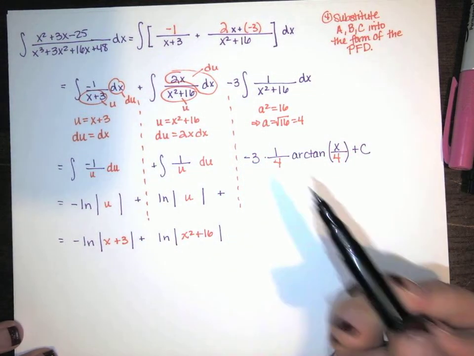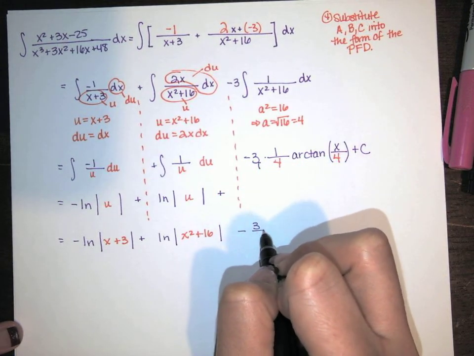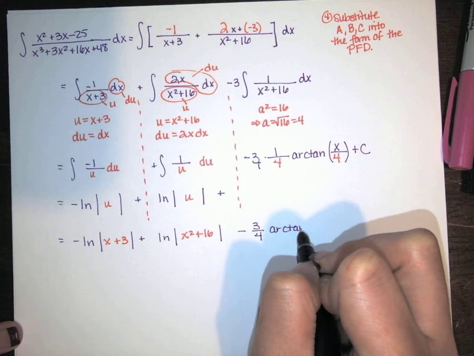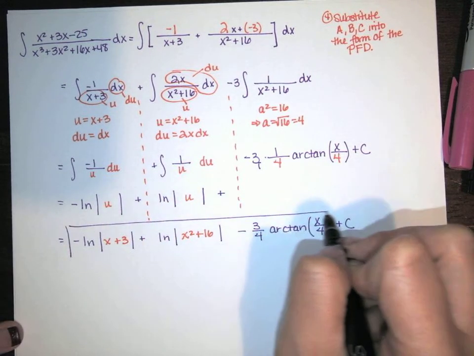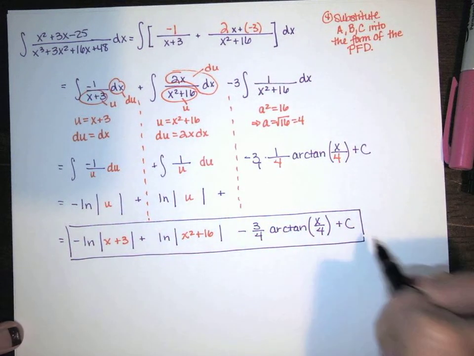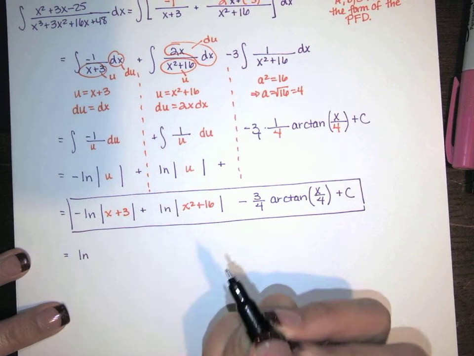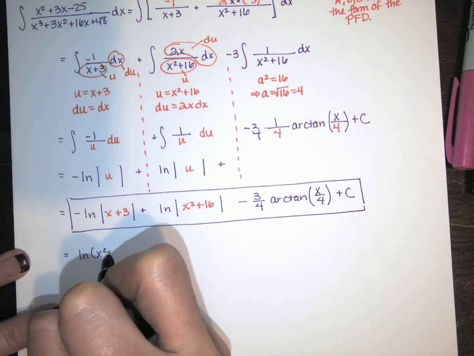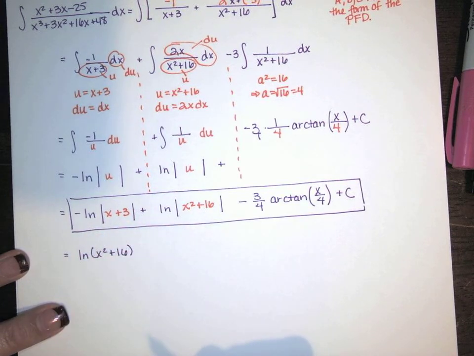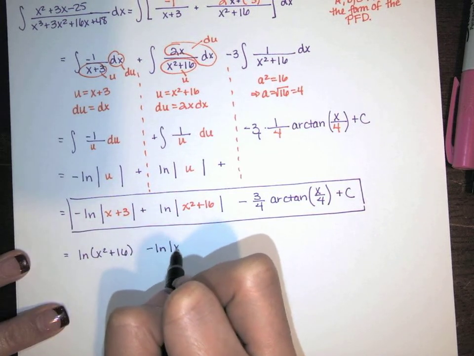And then I can distribute that negative 3. This negative 3 over 1 times 1/4 is negative 3/4. And the arctan of x over 4 is still there. So that's our answer. That's one way to write it. We could also write it this way. x squared plus 16 is always positive, so I don't need absolute value bars around it, because the absolute value of a positive number is just the positive number. I wrote that one first because that had a negative, so I'm going to write that one second.